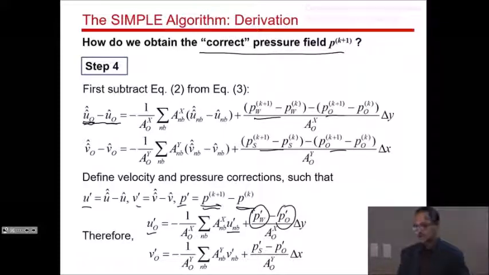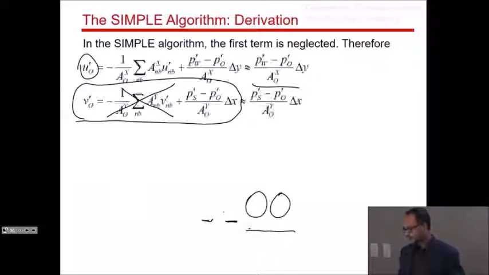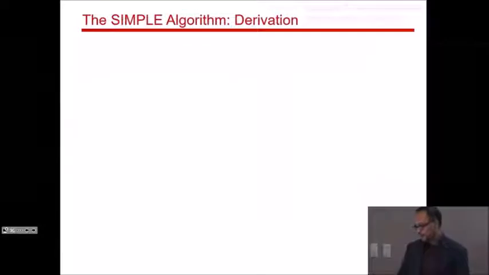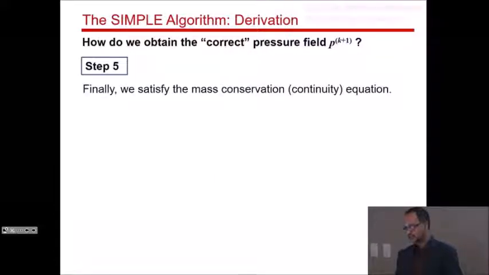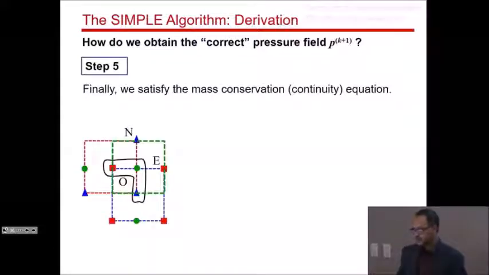And the key to that answer lies, obviously, in the continuity equation, because we have been saying repeatedly that this new pressure field must satisfy the continuity equation. Then only we can say the velocity field satisfies continuity. So that's where the key lies, and so I'm bringing back that question, how do we obtain this pressure field? Finally, we satisfy the mass conservation or continuity equation. So here is what we do. Now our target control volume is this green control volume. This is where we are satisfying mass conservation.